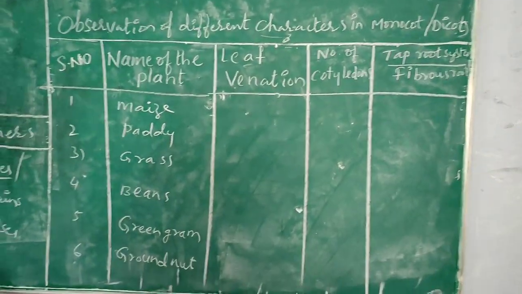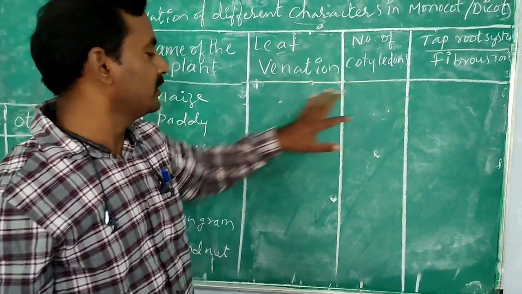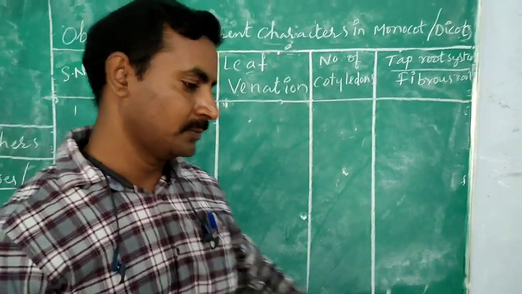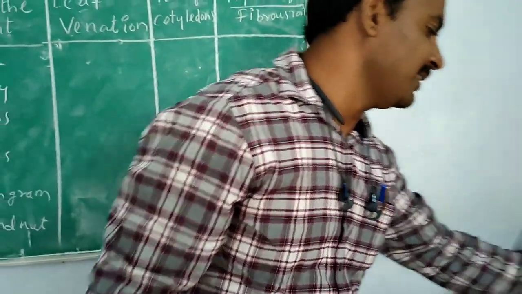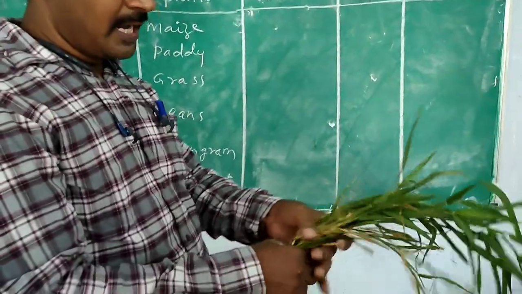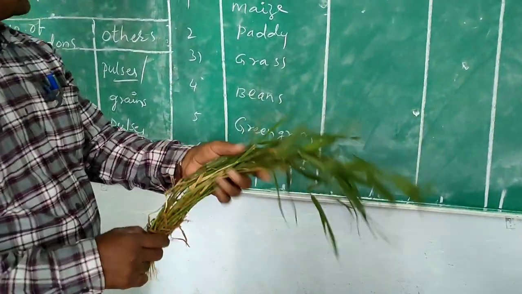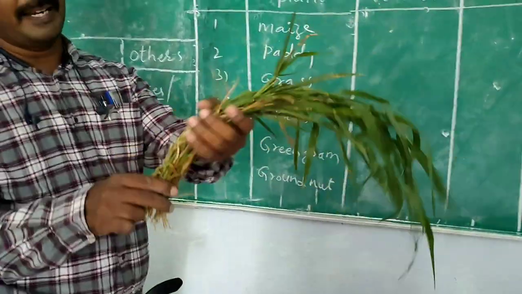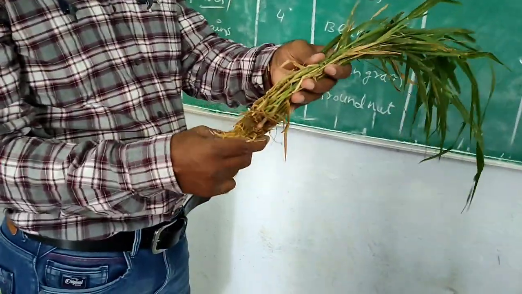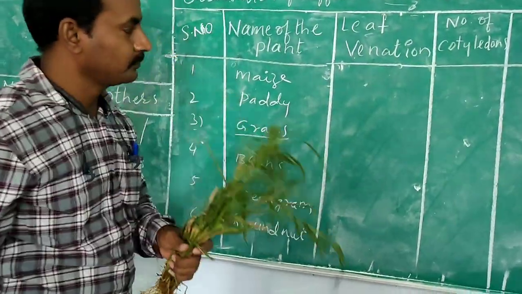So what are the columns here? Leaf venation, and root system, either tap root system or fibrous root system. We don't have maize plants and we don't have paddy plants. We just have grass plant only. I will explain this. So this is grass plant, locally we call it junnu. Already I told you. So the third one is grass plant.